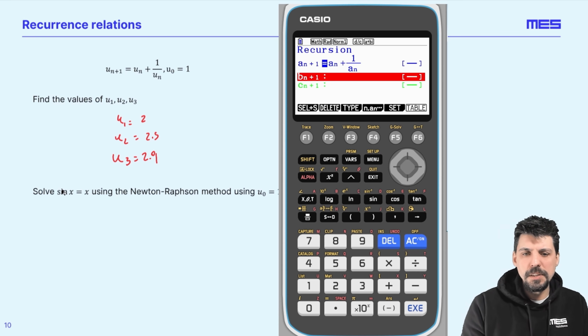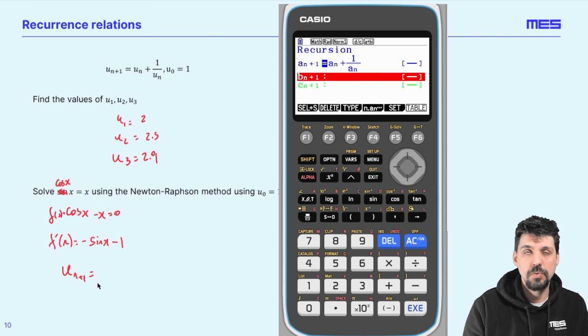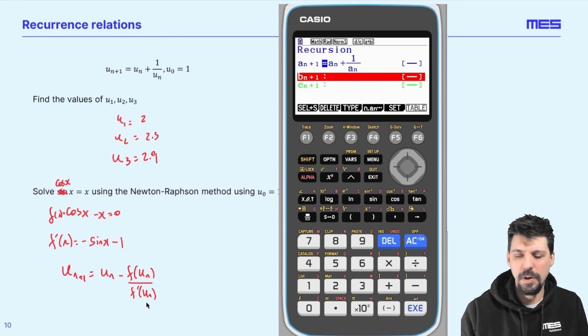Sin x equals x. Actually, let's make it more interesting. Let's do cos x equals x. So what we actually want to solve is f of x is cos x minus x equals 0. So f dashed becomes minus sin x minus 1. So our iteration will be u n plus 1 is u n minus f at u n over f dashed of u n.